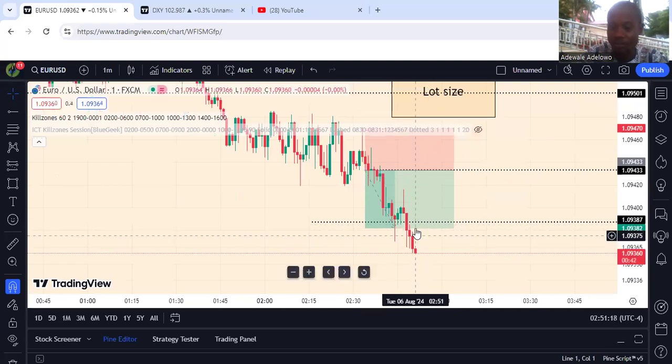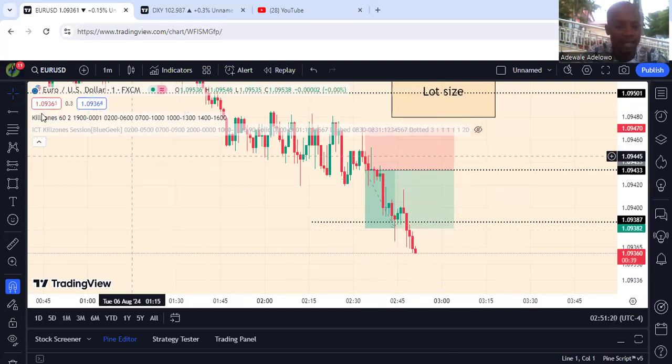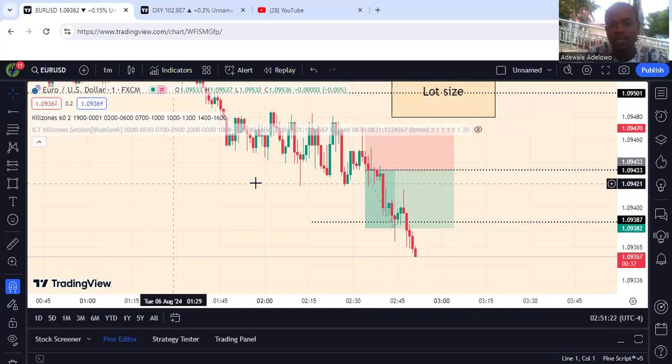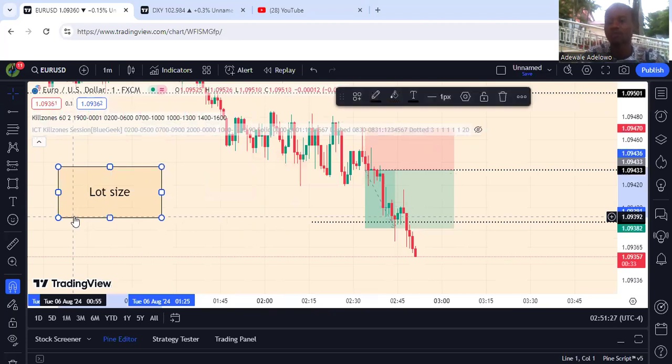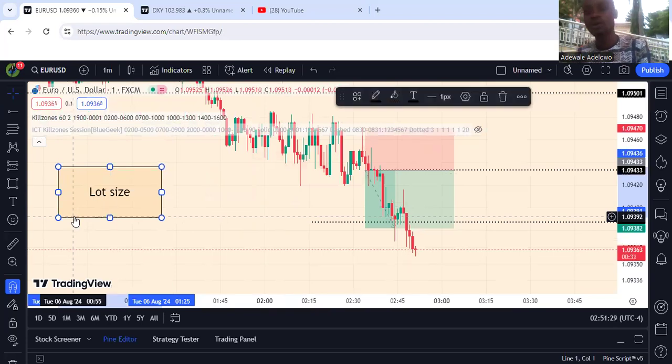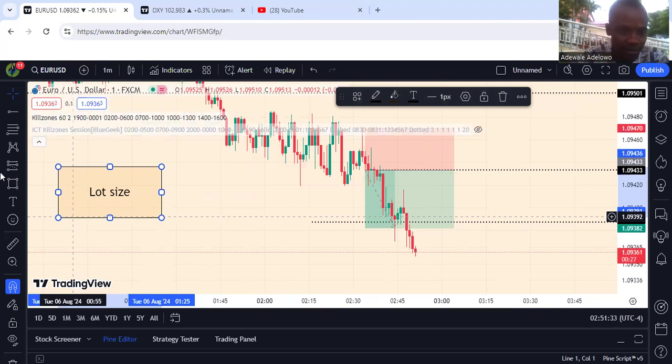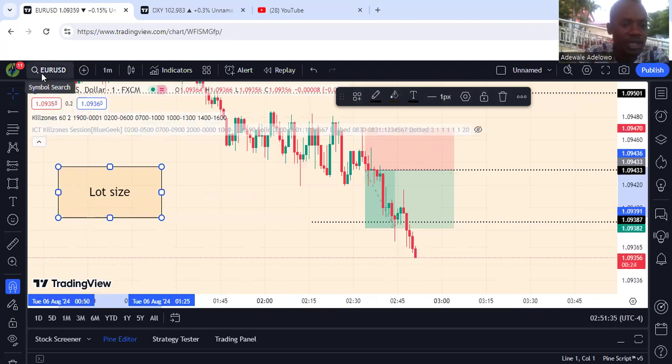So I got 5 pips. Now, if I decide to use a particular lot size, like I said, this lot size simply means the quantity of a particular currency you want to buy. Now, what am I buying? What am I selling? Let me use the opportunity to explain that. Now, this is Euro USD. We call it Euro USD.